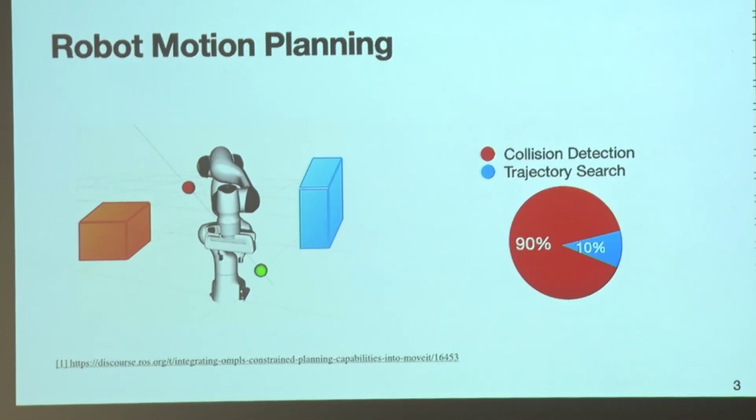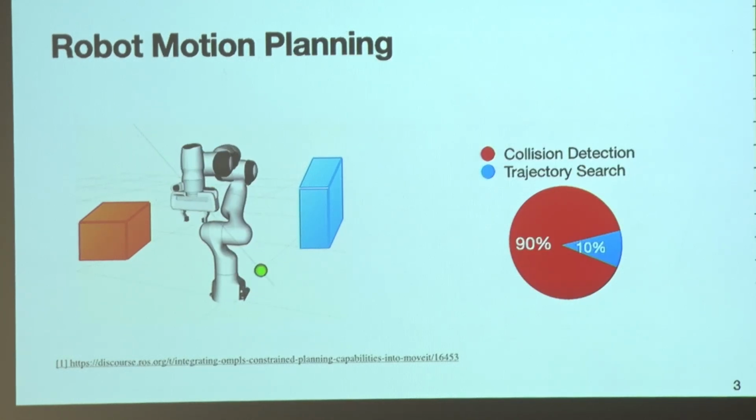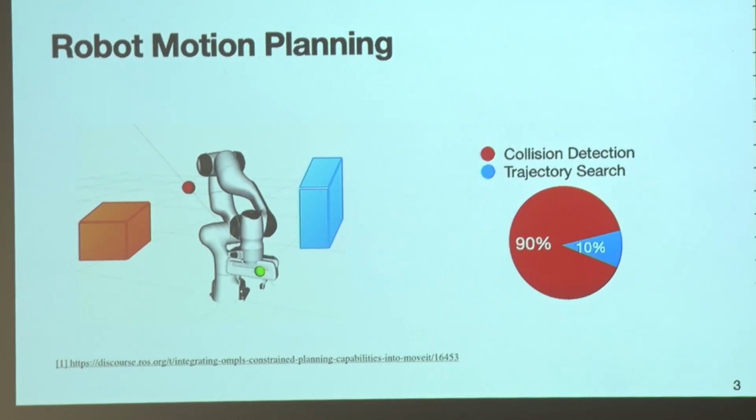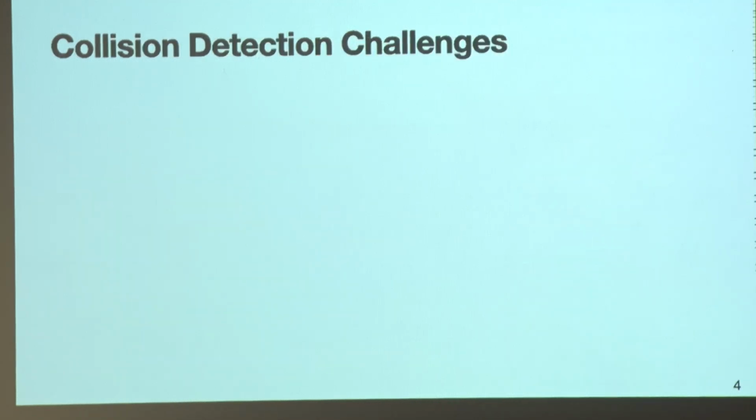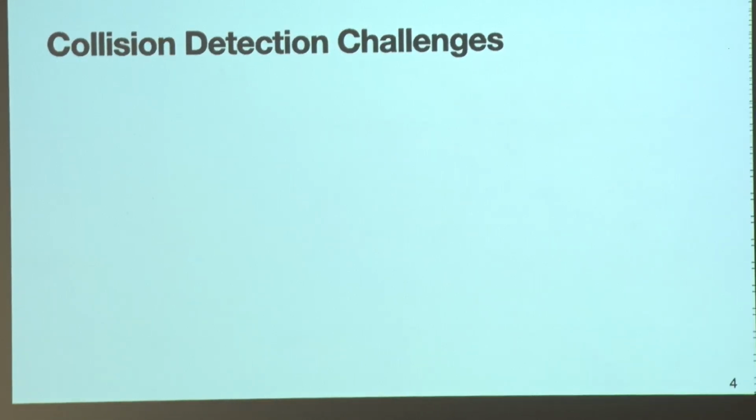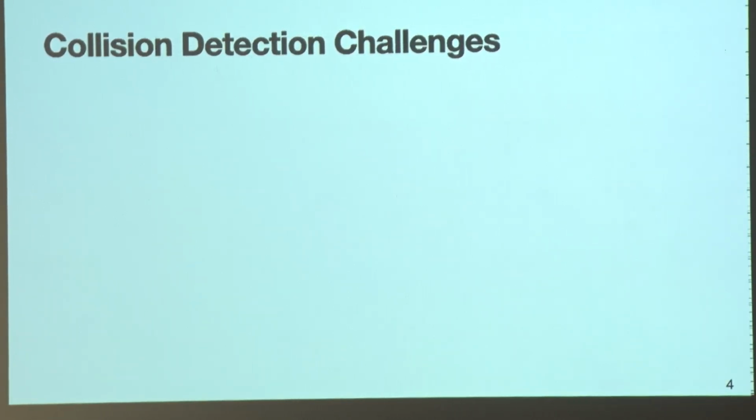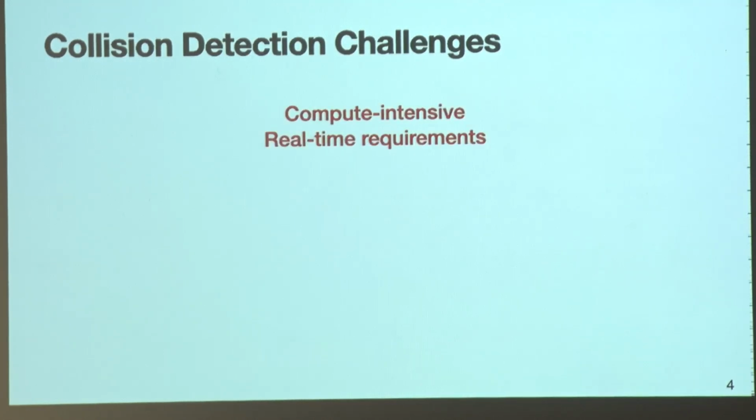Typically, more than 90% of the runtime in motion planning is spent on collision detection. So collision detection is heavily used by a planner to determine the feasibility of different trajectories that a robot can take to reach its goal position. It is a compute-intensive task with strict real-time requirements.